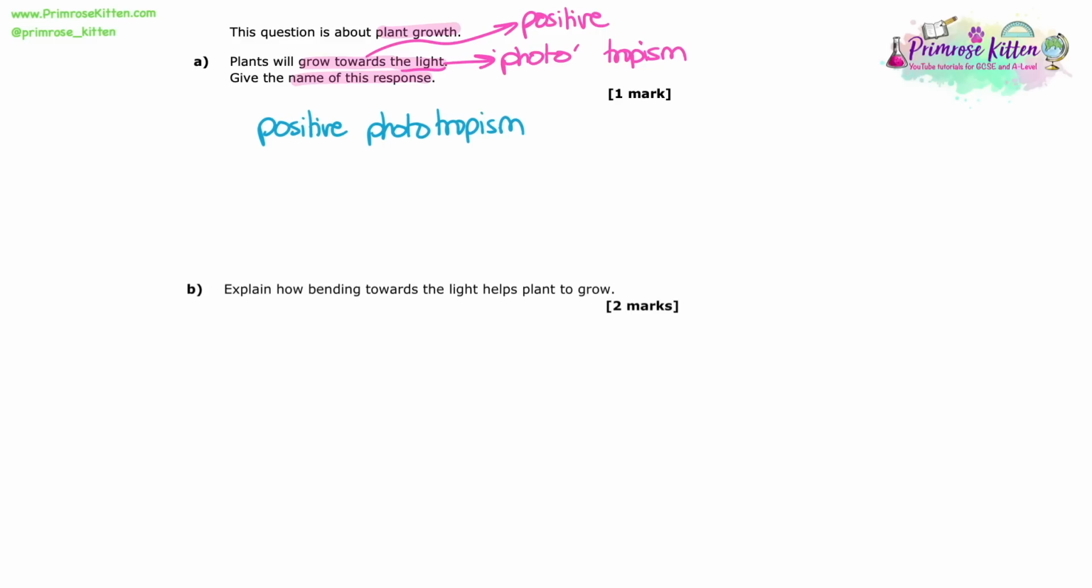If you didn't get the positive part, that's fine. It doesn't necessarily need that part for the marks. The most important bit is the phototropism part.